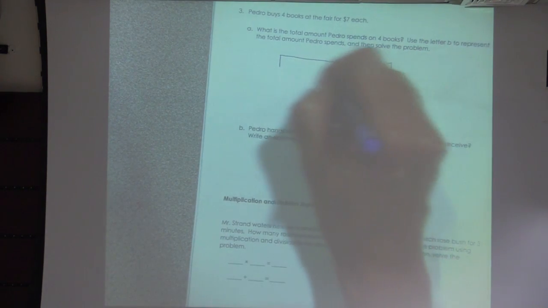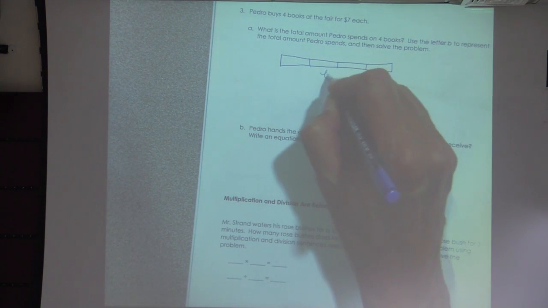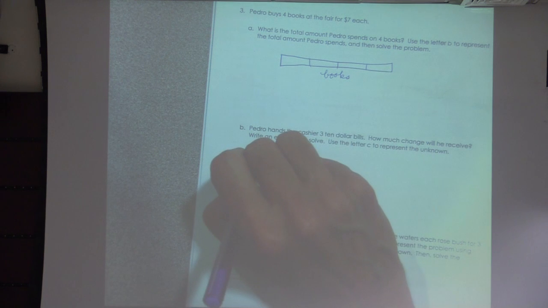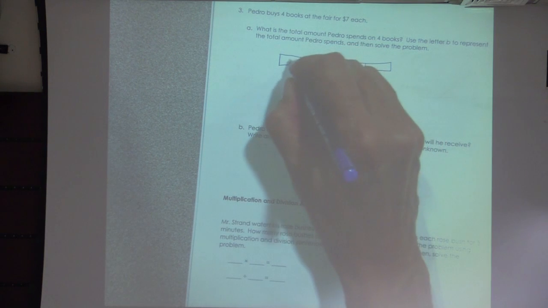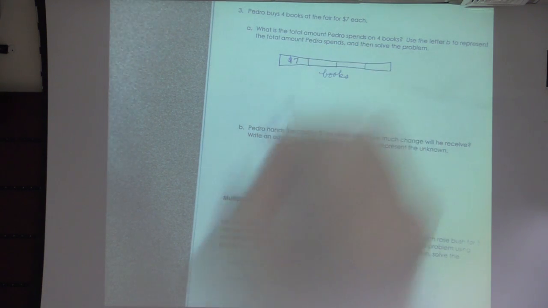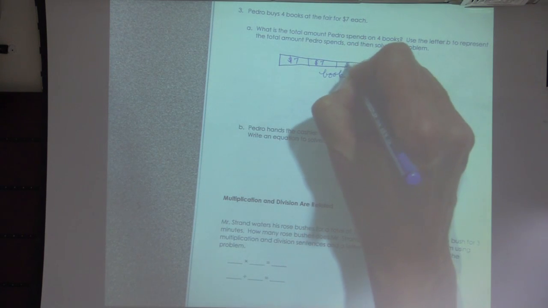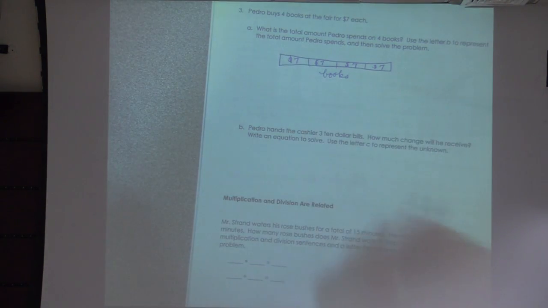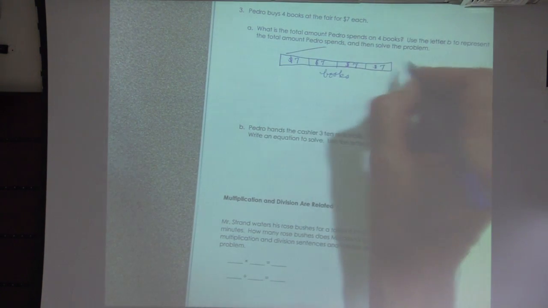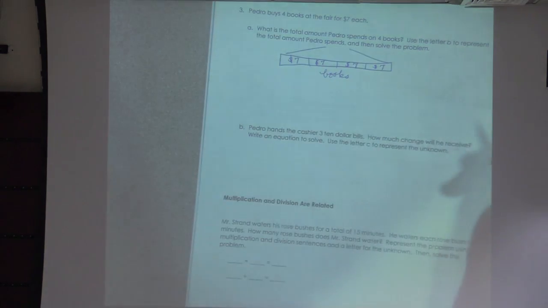So I want to see what the picture is. Pedro spends the same amount on 4 books. So this is my tape diagram representing my books. Here it is. He spends $7 on each. At this point, the kids are probably going to write 7 in each. That's not going to last long because the numbers are going to get too big, and I'm not going to expect them to do that at the beginning. I want kids to understand these are equal groups. And then the question is, how much money does he spend? I've been putting a question mark up there. Now I'm going to put the letter B.